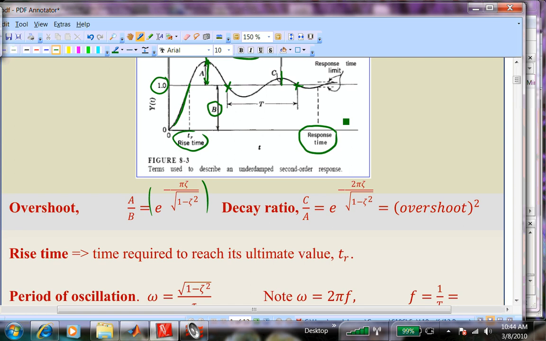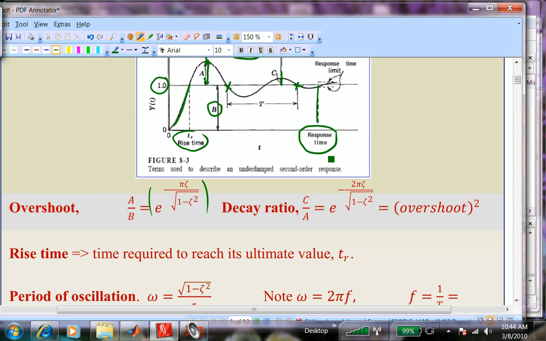And the response time is an arbitrary definition because it goes asymptotically. Okay? So you define that you want the final steady state to be within 5% of the actual step change that I made, then you can find out where that occurs at the very first instance, and that is going to be your response time.